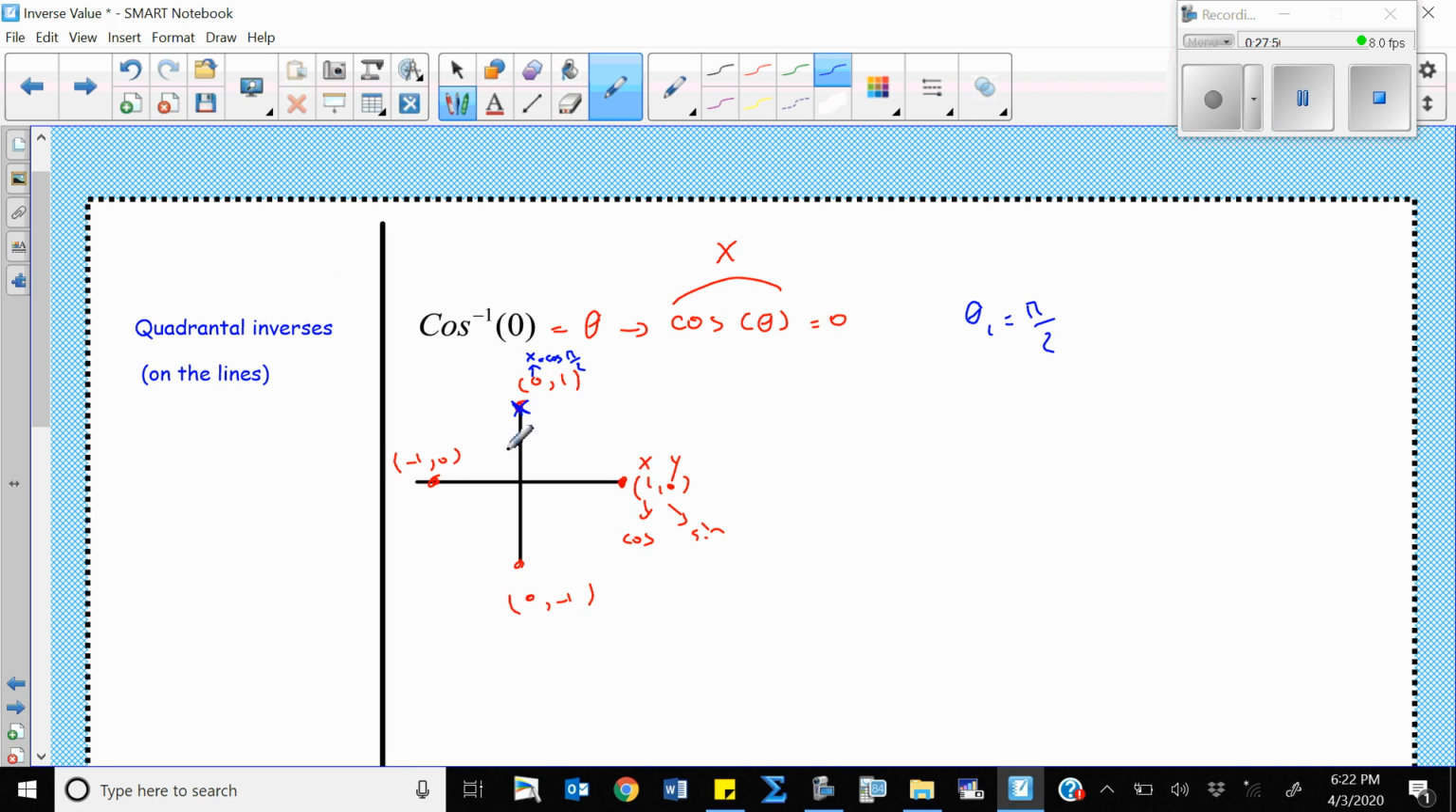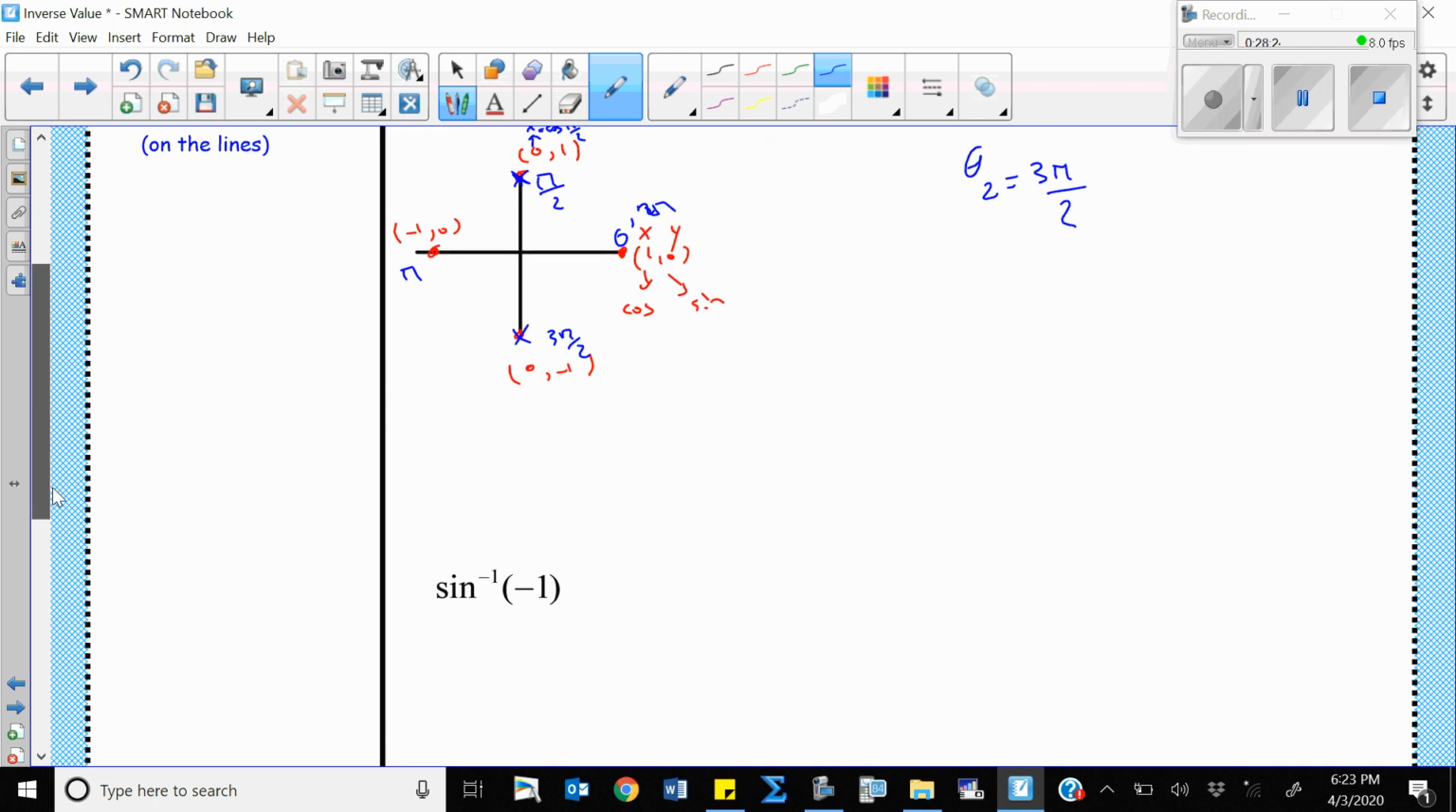What other point here has x value equal to 0? It's this one. What is the angle related to this point? It's 3 pi over 2. We know that this is 0, this is pi over 2, this one is pi, this one is 3 pi over 2, and this one is also 2 pi. So that's how we find the answer for these kind of special cases.